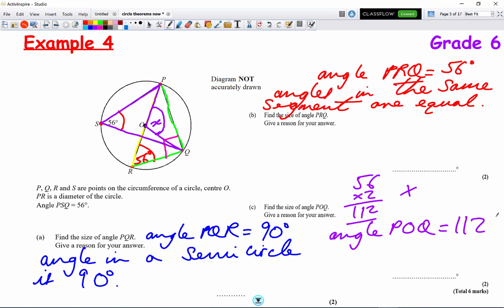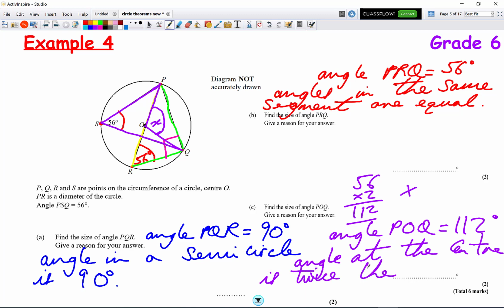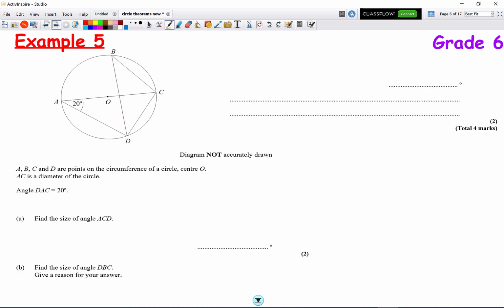is 112 degrees, and we know the well-known circle theorem that the angle at the center is twice the angle at the circumference. Try this question, pause the video, and then I'll go through my worked solution.